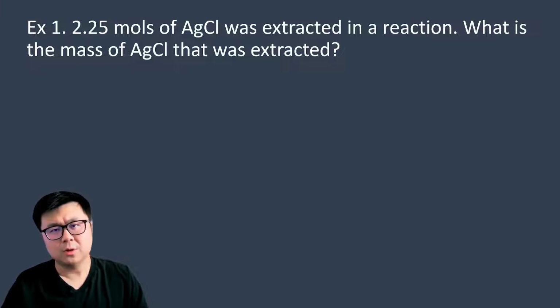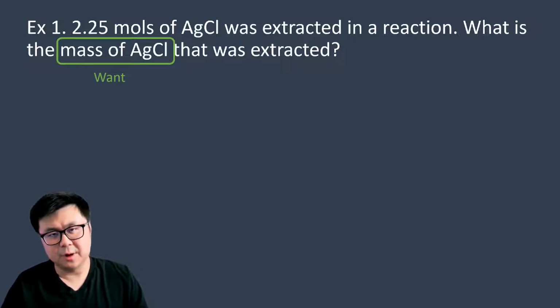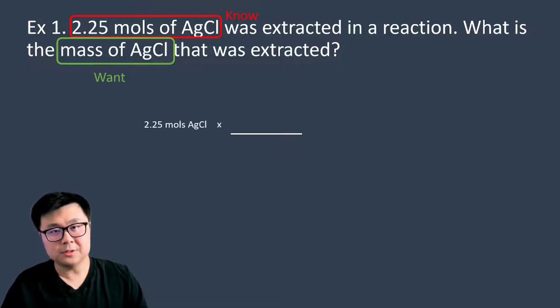What do they want and what do we know? Well, they're asking for the mass of AgCl, so that's what they want. And they gave us 2.25 moles of AgCl, so that's what we know. Starting off with what we know, we're going to multiply it by a ratio right away. Do they want moles? No, they don't. So we have to get rid of it, and we do that by putting it on the bottom here. And we're going to put what we want on the top, which is the mass, in the unit of grams of AgCl.